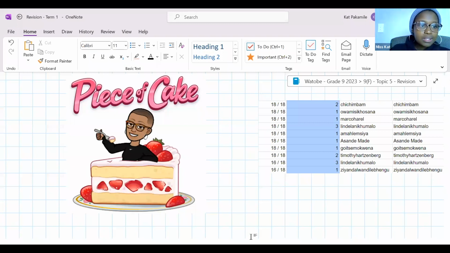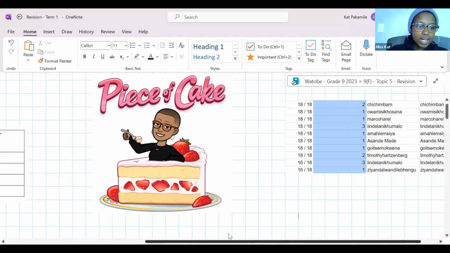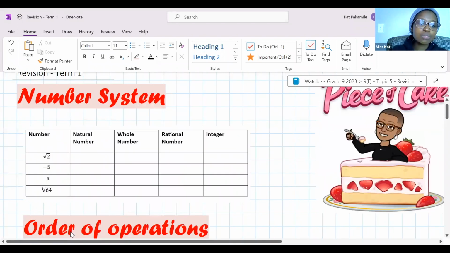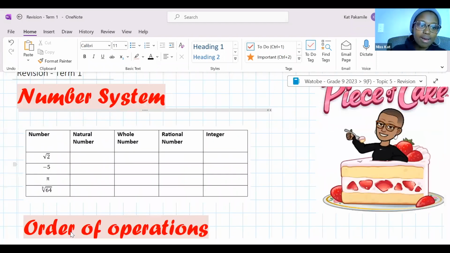So today we are revising what we did in term 1. And as such, it is fitting that we start with the number system. Guys, do we all remember what all of these are? Natural numbers, whole numbers, rational numbers, integers? I hope we do. I sure hope we all remember. And I'm about to check right now if we all remember.